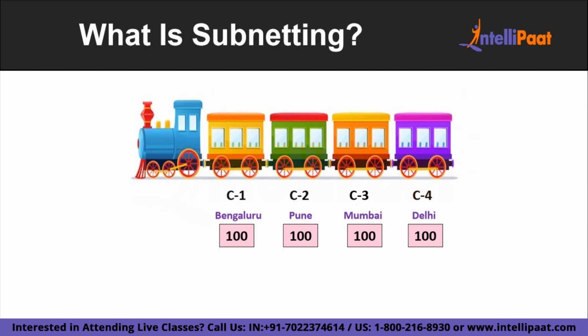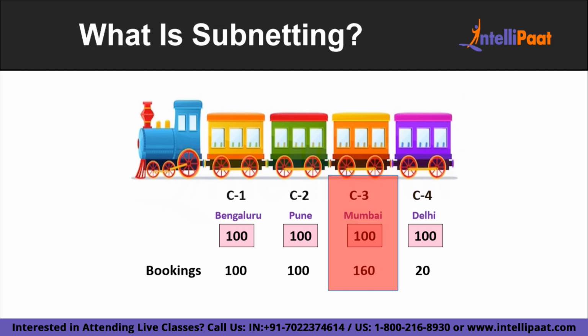Now let's say we have this booking data here. For this train, 100 people are going to Bengaluru and Pune. Whereas for Mumbai, we have 160 bookings and for Delhi, we only have 20 bookings. But the problem is, we only have 100 seats available in Mumbai compartment. So what can we do?